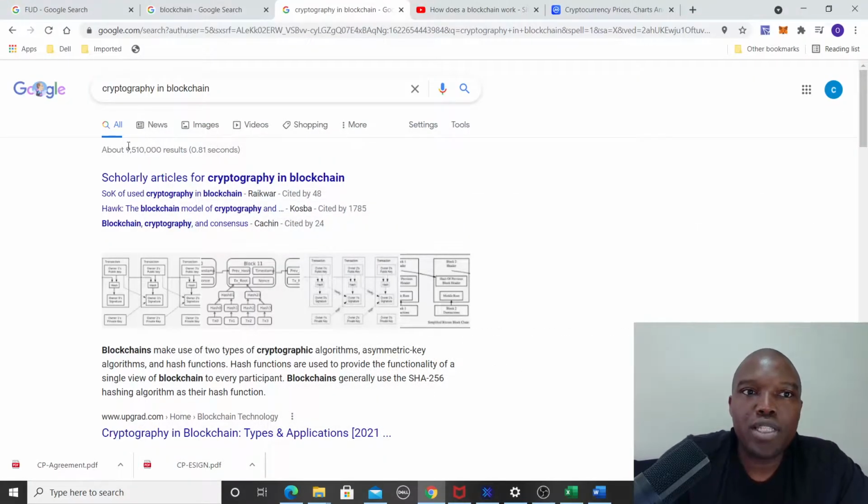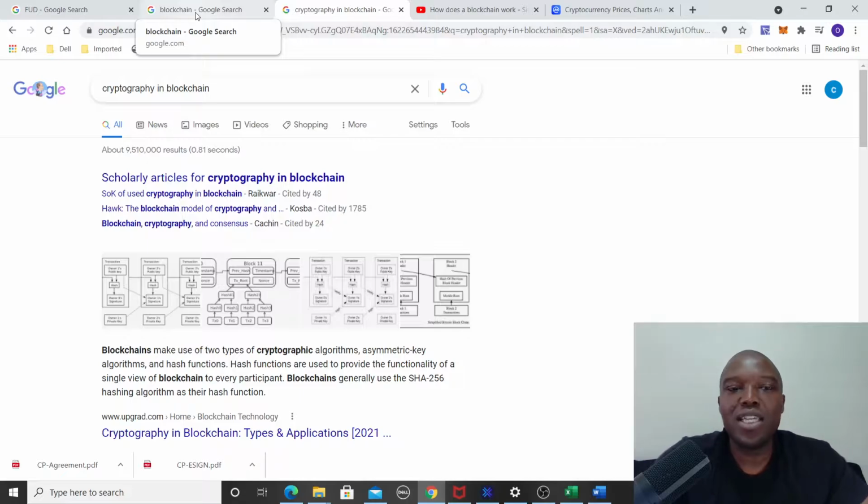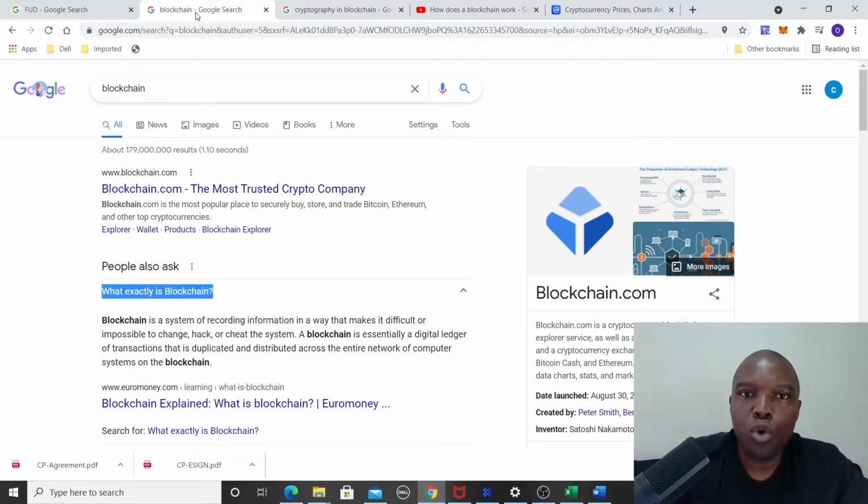So what is blockchain? Blockchain is actually the underlying technology for cryptocurrencies. Now, here it says blockchain is a system of recording information in a way that makes it difficult or impossible to change, hack, or cheat the system. A blockchain is essentially a digital ledger of transactions that is duplicated and distributed across the entire network of computer systems on the blockchain. So this is the actual power of cryptocurrencies, because they're all based on blockchain technology.